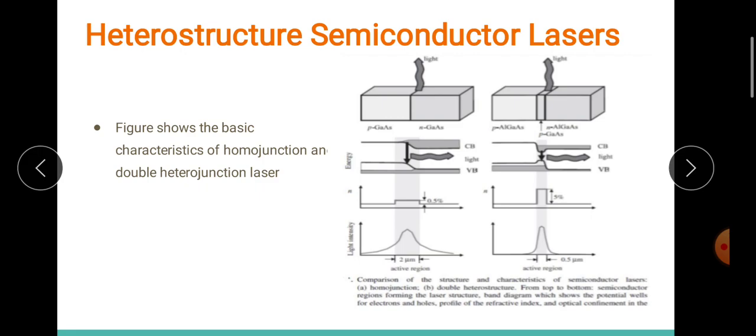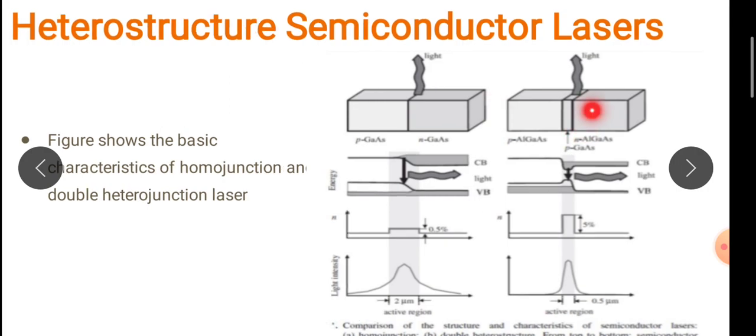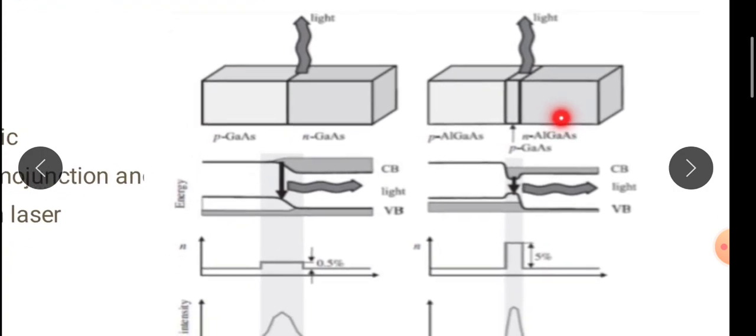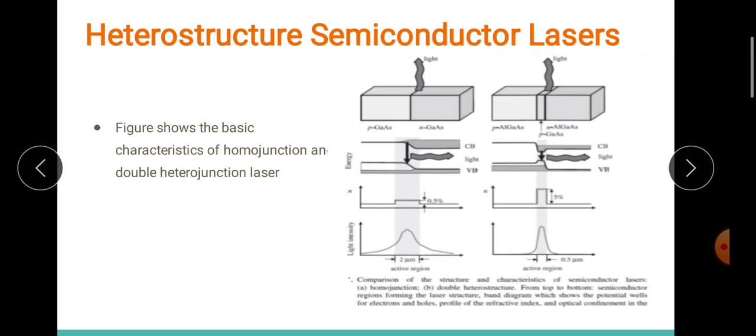Why is it so? In a double heterostructure semiconductor laser, I have placed a lower band gap material between materials of larger band gap. That's what has happened here. So these two regions around our active region, this one and this one, are called the cladding layers, and they provide an energy barrier to confine your carriers, your electrons, within this active region.